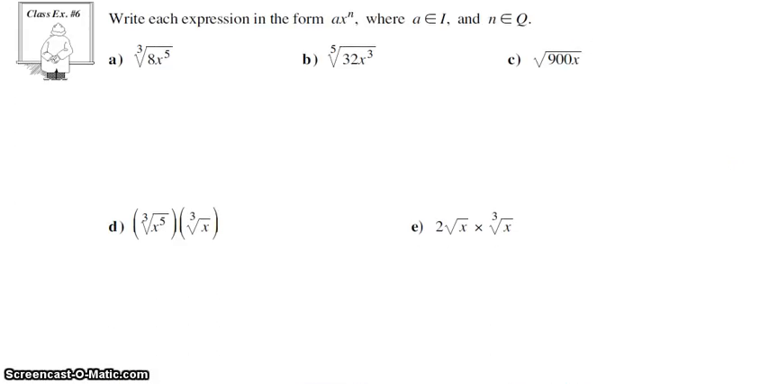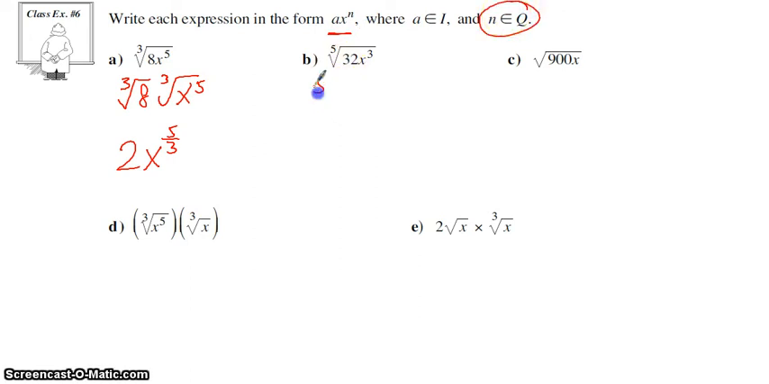All right, example number 6. Write each expression in the form of ax^n. Here you can separate it: the cube root of 8 and the cube root of x^5. They always pick the number that will work. So the cube root of 8 is 2, and then x^(5/3). That's what they want: a coefficient a in front and then x to the power of n. n could be a rational number, so it could be negative 2.